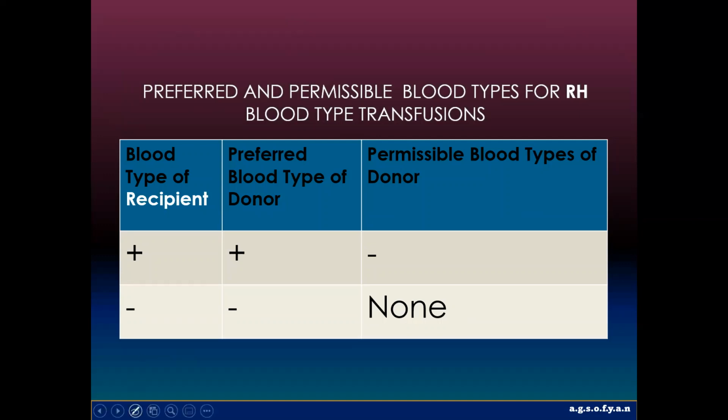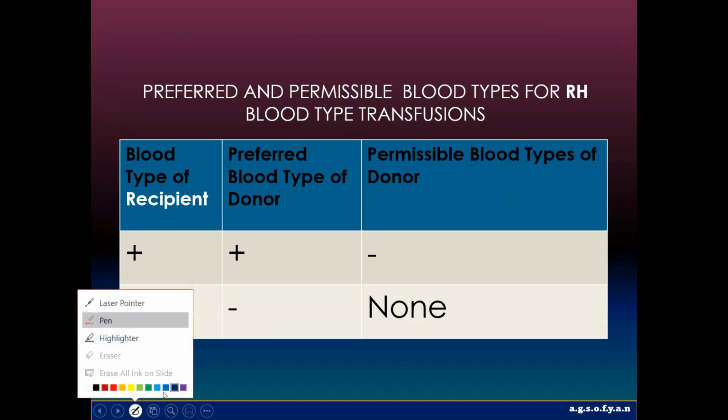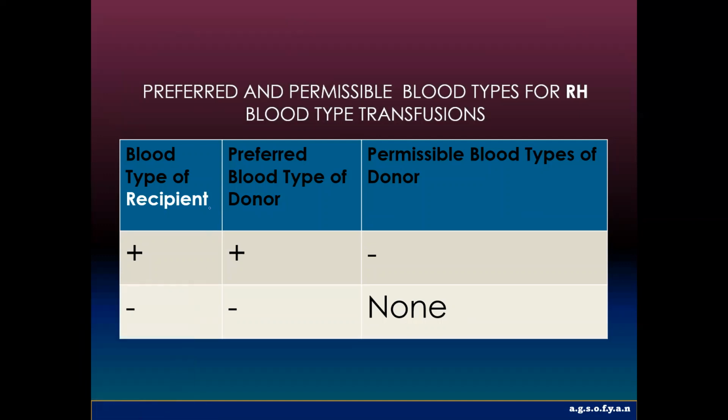Okay, now we're going to see the preferable blood transfusion between positive and negative. Again, if you are positive, as a recipient, then you are actually a universal recipient, so you can receive blood from any blood type. But if you are negative, you can only receive from another negative blood type.